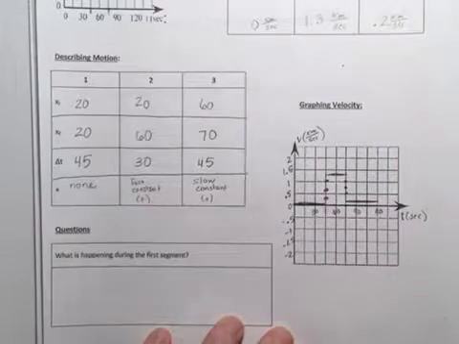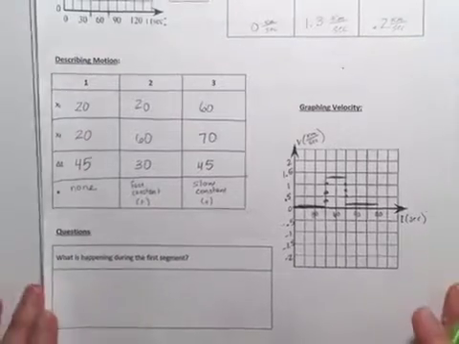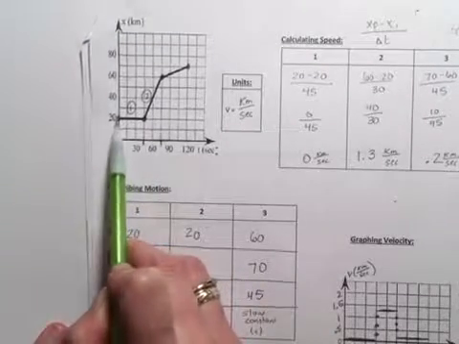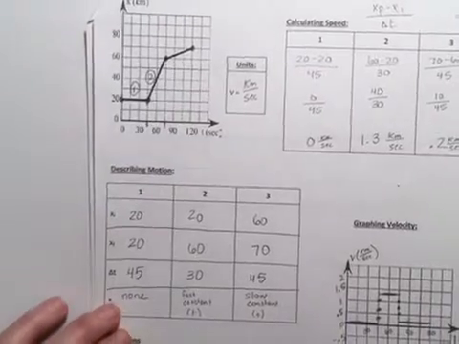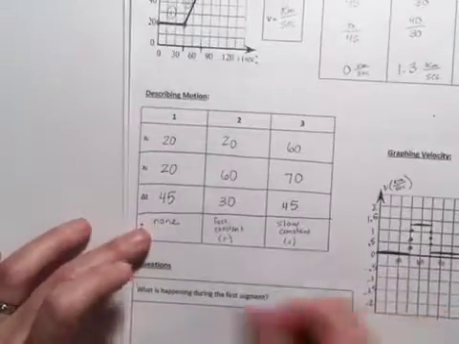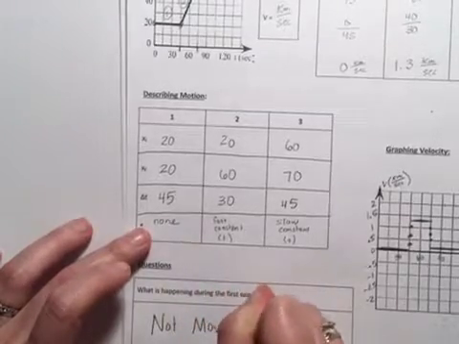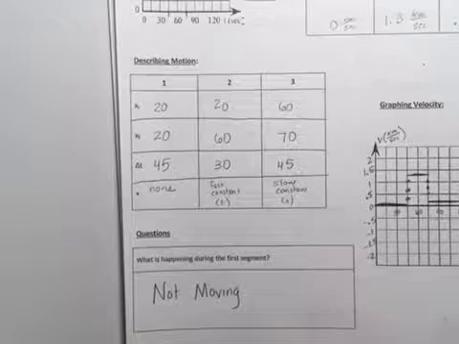So that one looks good, and I just have one thing to do to finish up. What's happening during the first segment? So looking at that up there, it's flat. Position goes from 20 to 20, which means it didn't change. If my position doesn't change, that means I stood in the same spot. So the object did not move during the first segment of time.